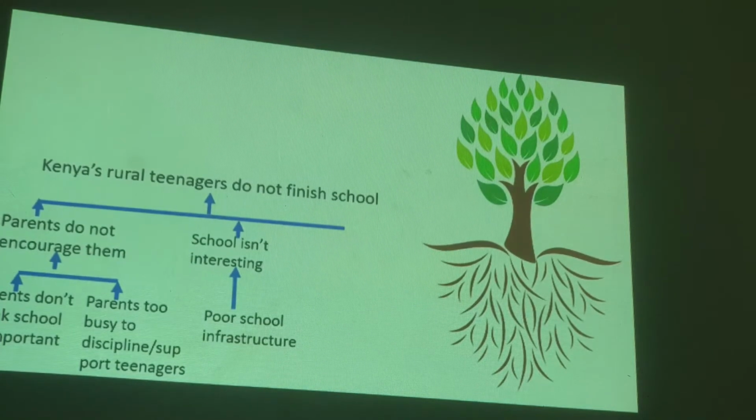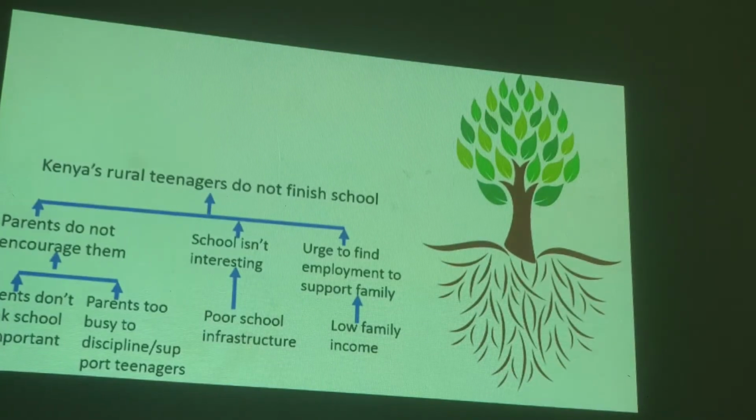Teenagers may also find school is not interesting. Maybe poor school infrastructure makes school not interesting, and therefore teenagers not finishing school. There may be an urge to find employment to support family, and that is a result of low family income. So you see again, when we use problem tree analysis, you can delve into those possible causes. You can call them hypotheses if you want, which need to be tested and proved.